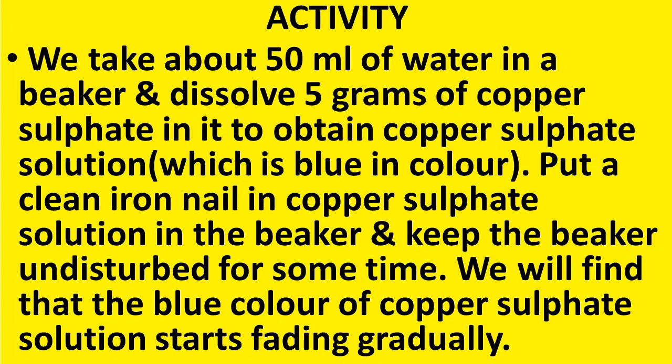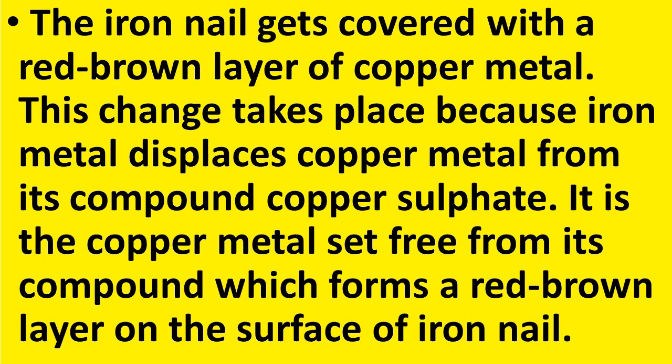So in this activity, what do we have to do? Take 50 ml of water in a beaker and dissolve about 5 grams of copper sulfate in it. Then we get a bright blue colored solution. Into that solution, we place a clean iron nail or iron strip and keep it undisturbed for some time. Slowly, we can see that the blue color of the copper sulfate solution starts fading and slowly turns into a greenish color. The iron nail gets covered with a red-brown layer of copper metal.